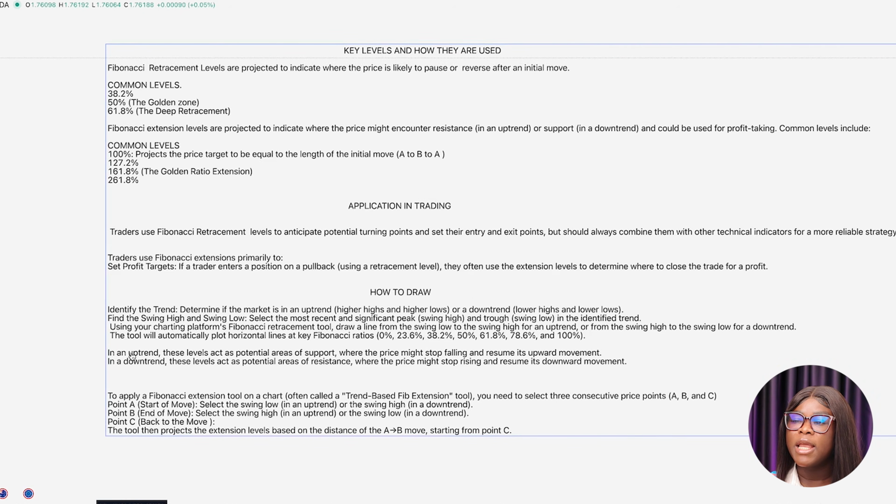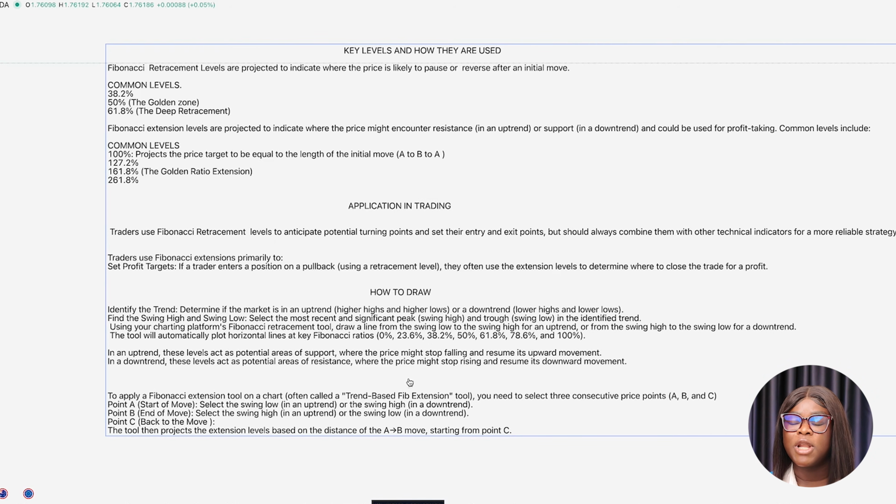Then in an uptrend, these levels act as potential areas of support where the price might stop falling and resume its uptrend movement. In a downtrend, these levels act as potential areas of resistance where the price might stop rising and resume its downtrend movement. So that is that for Fibonacci retracement.